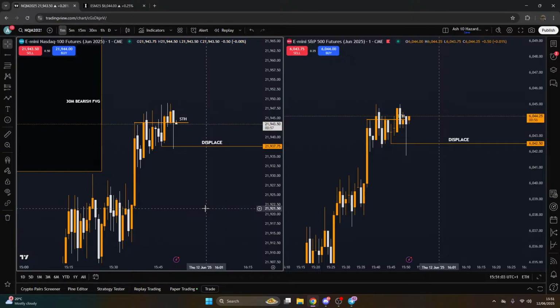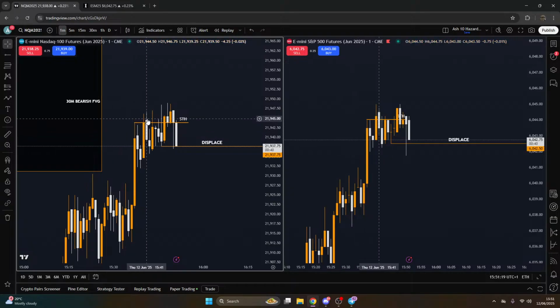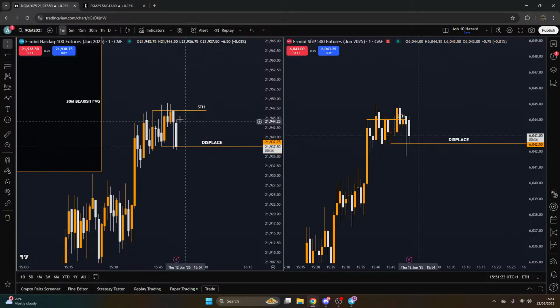Because a sweep can consist of the wick touching the low, but if the body actually closes below the low, then it's a shift. But that does not apply in terms of a short-term high. So even though we've got this candle closing above the short-term high, I mean, this is the valid short-term high now.